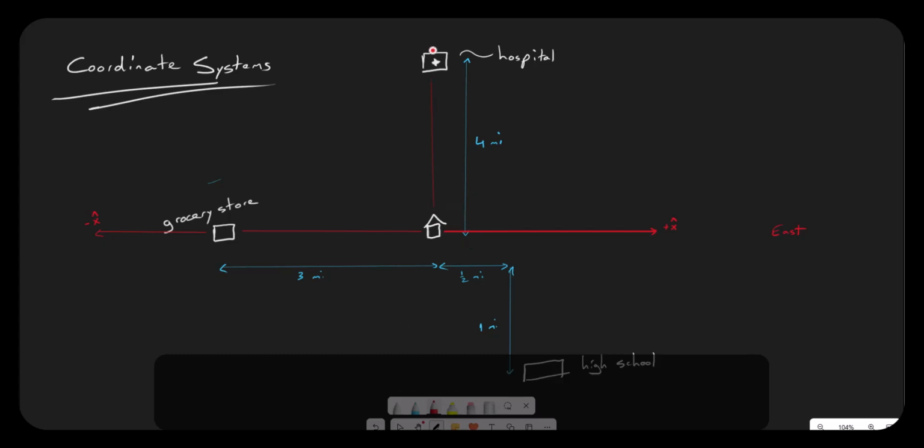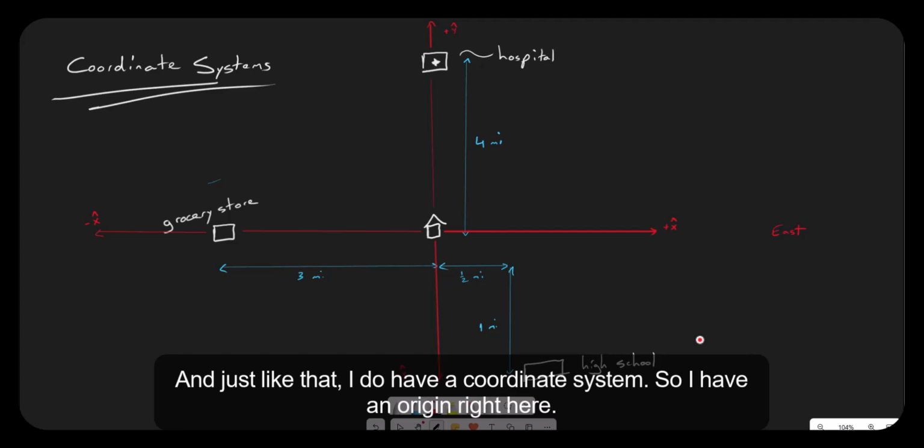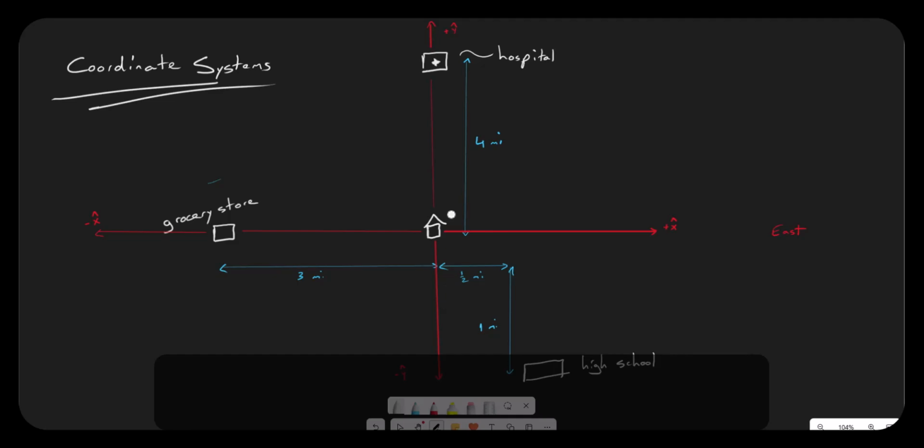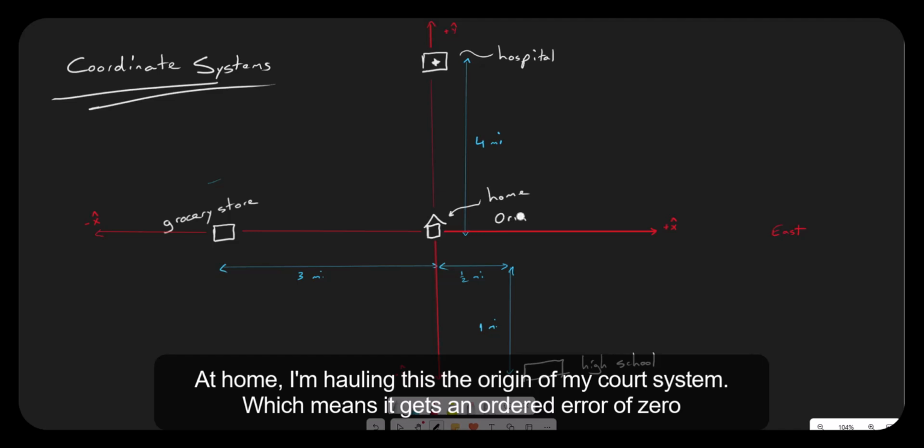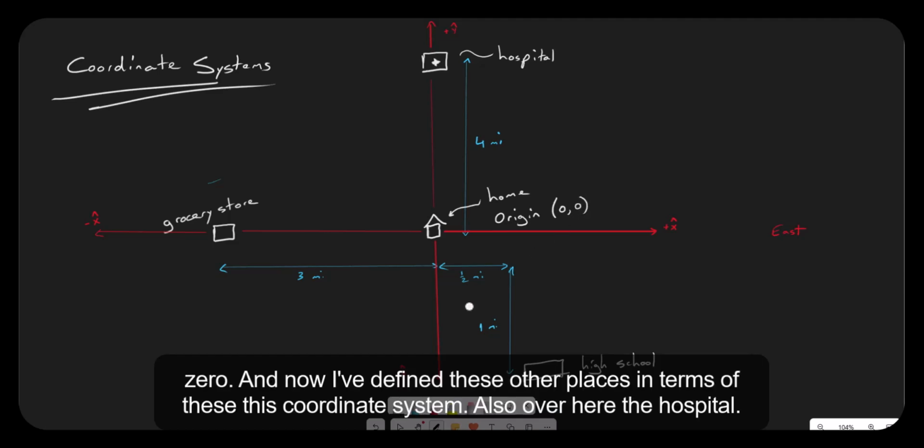I'm going to do the same thing with north-south. Any motion northward I'm going to call positive y motion. Any motion southward I'm going to call negative y motion. And just like that, I do have a coordinate system. I have an origin right here. At home, I'm calling this the origin of my coordinate system, which means it gets an ordered pair of 0, 0. And now I can define these other places in terms of this coordinate system also.